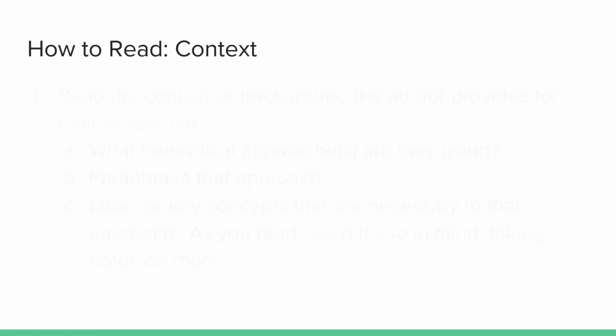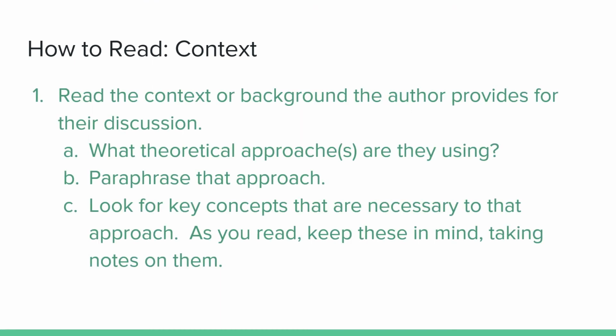So after your little break, you want to come back and read the context or background that the author has provided. So we talked about this section earlier. What theoretical approaches are they using? What other ideas are they using? Paraphrase that. Put it into your own words. Pretend like you've got to explain it to an 8-year-old. Okay, if you can explain something to an 8-year-old, that means that you understand it.